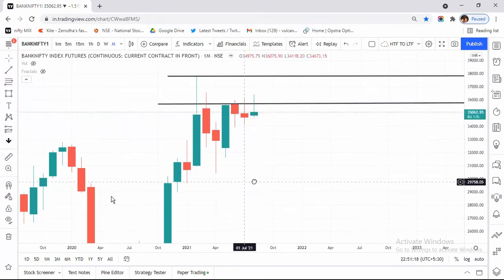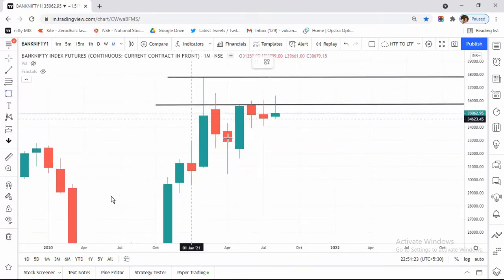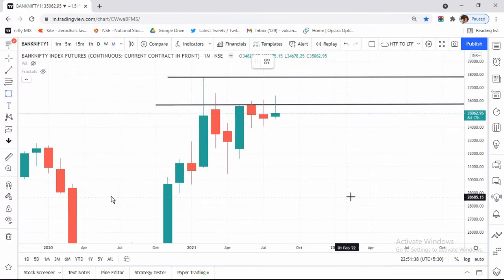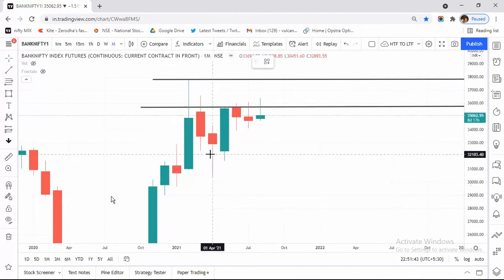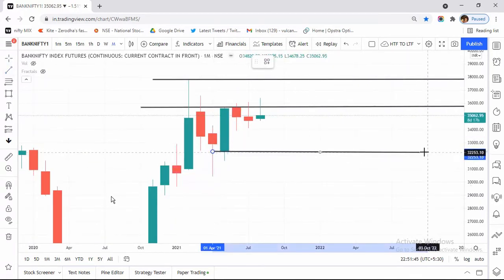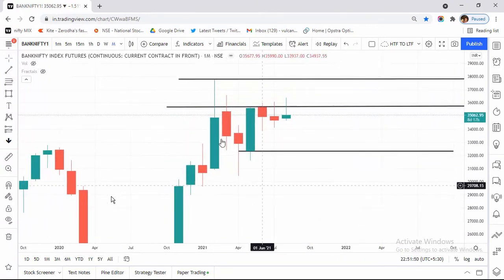Also, I cannot consider this as a 1, 2, 3 pattern candle structure or order block, because this third candle does not break the first candle. It just rejected, rejected, rejected. So the next thing I will do, I will also go for the lower side liquidity. And now I got my range. So this is the range where price is trading.